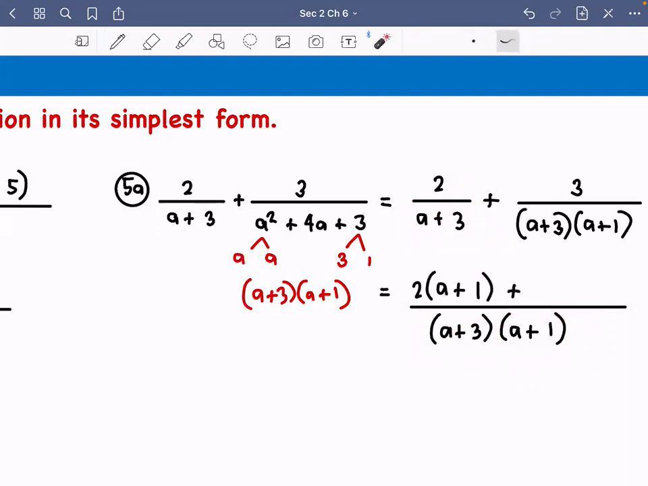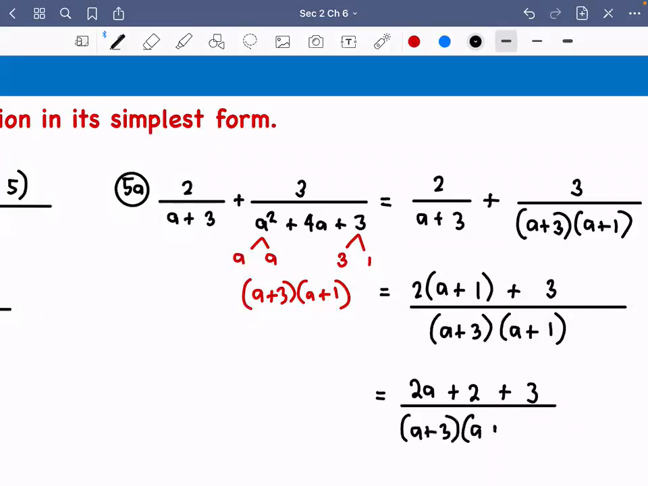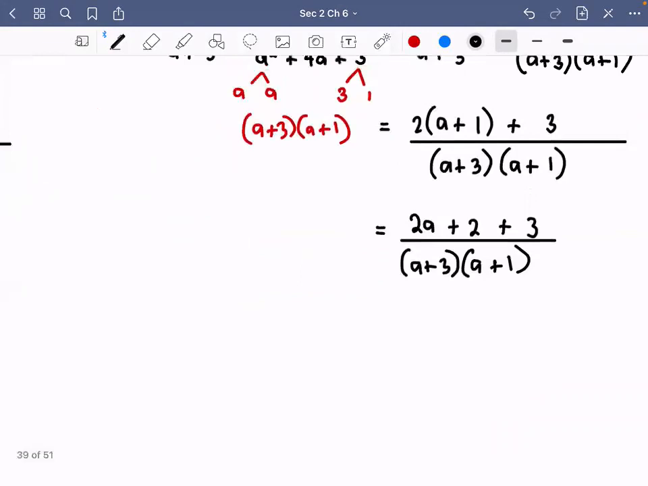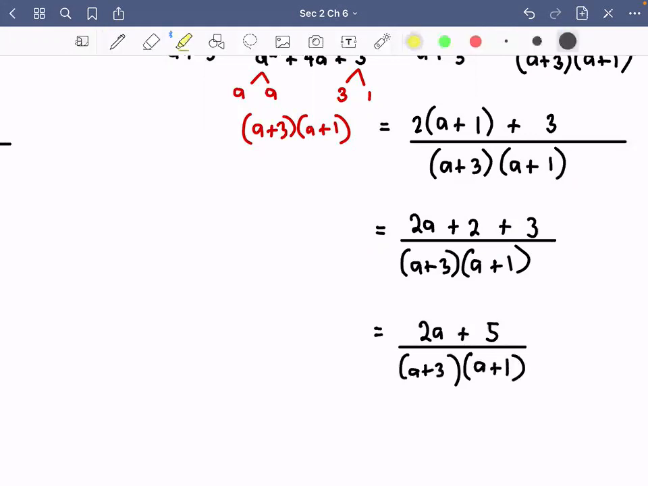Then plus, basically they're the same, so cancel this. So what's left? You have plus 3. Okay, so let's simplify. So this is 2a plus 2 plus 3, and then we got a plus 3 and a plus 1. So therefore, our final answer is 2a plus 5 all over a plus 3 times a plus 1 in the denominator. Okay, so that's our final answer.